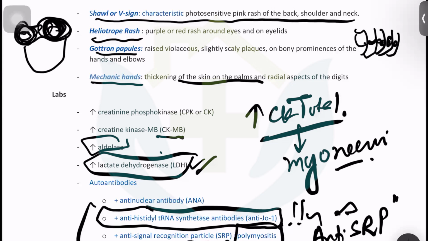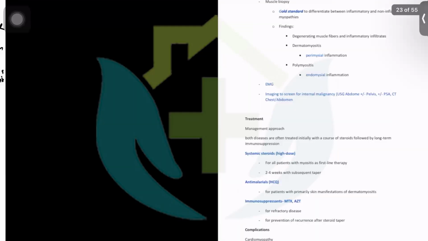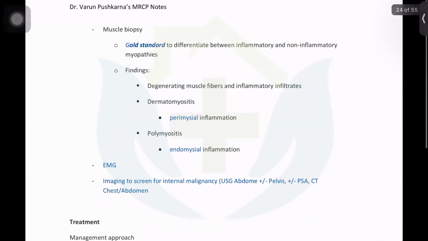Anti-Mi2, this was a question asked: which of the following antibodies will not be present in a patient of dermatomyositis? So RA factor will not be present, anti-CCP will not be present, anti-Ro and anti-La will not be present. Which will be present are mentioned here. ANA overall will be positive, anti-Jo1 is specific, anti-SRP is for polymyositis, and Mi2 for dermatomyositis. You need to remember them by heart. Anti-Jo1 is specific for polymyositis.